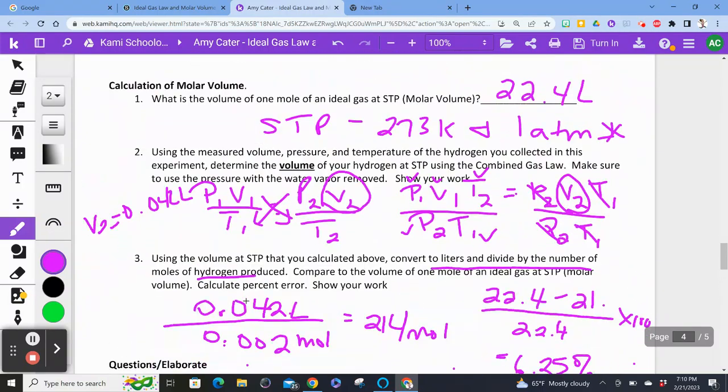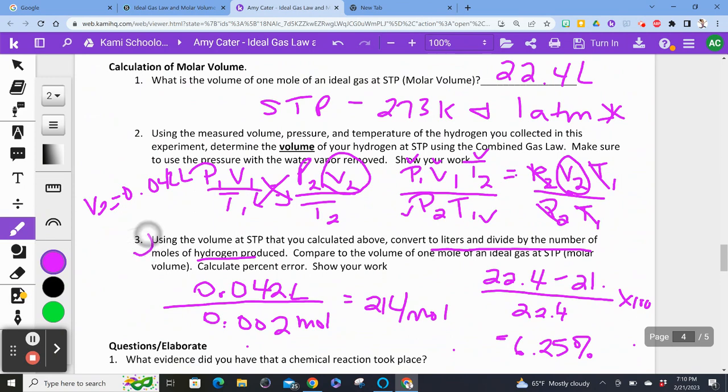Okay. So remember, again, to do number 3, the first thing you have to use is the ideal gas law to find the number of moles of hydrogen that you produced at your conditions. And then you're going to compare that to molar volume, which is 22.4 liters per mole at standard temperature and pressure. Okay. All right.